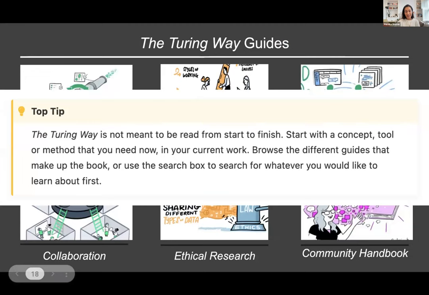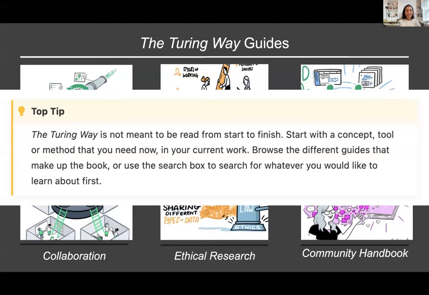I showed you that we have 5 guides and a community handbook and 450 people writing over hundreds of chapters. And it is quite overwhelming. If you have never seen the Turing Way, there's just too much. And often I say that you don't know what you don't know. So maybe begin with something that you want to know right now, either something that you're working on currently or something that you want to learn about to apply in your own work right now. And then by default, you would also browse different things around it and you would learn about different practices that you may not know originally.